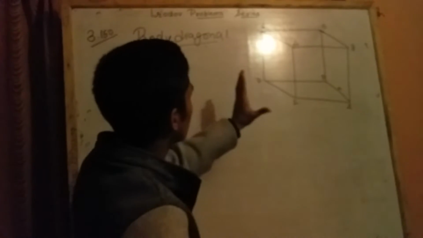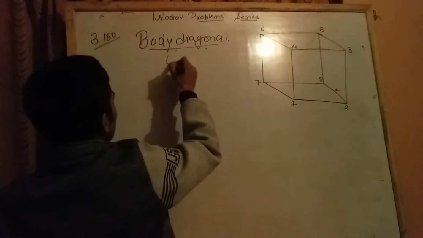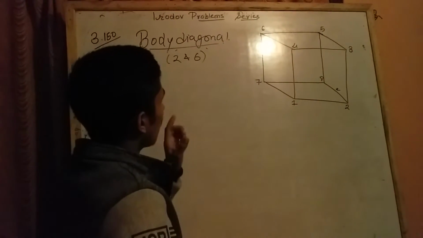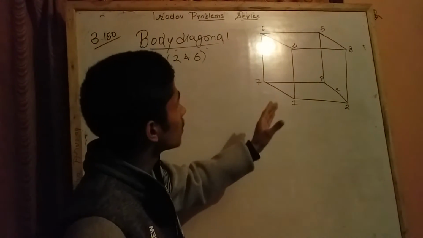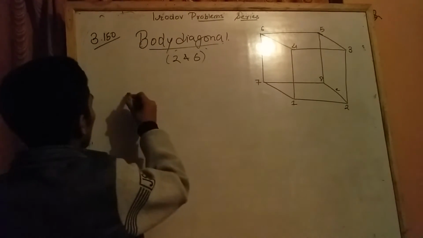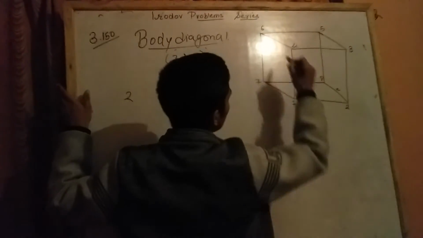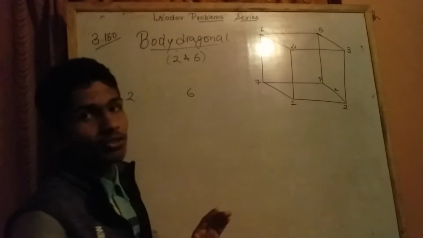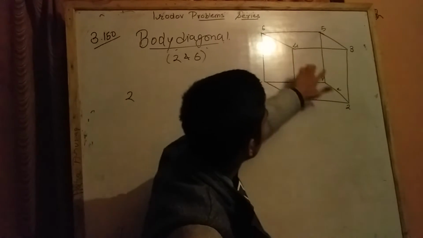So let us take any body diagonal. Let's take 2 and 6 extending from the body. Okay, so now the way to find the identical points is you take some path. For example, I have 2, I have 6. Okay, so if I have to go from 2 to 6, then there are 3 paths from which I can go from edge. So this path is edge, and this diagonal path is face path.